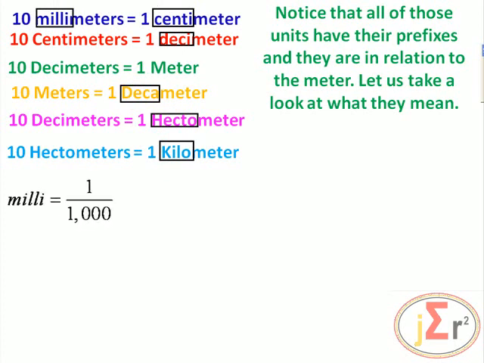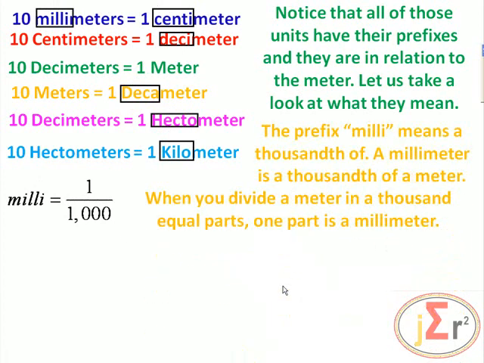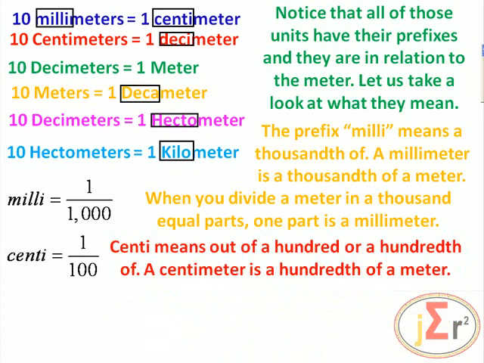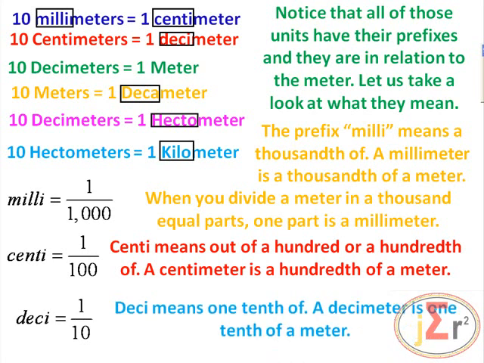Milli means what? 1 part out of a 1,000. The prefix milli means 1,000th of. A millimeter is 1,000th of a meter. When you divide a meter in 1,000 equal parts, 1 part is a millimeter. Centi means out of 100 or 100th of. A centimeter is 100th of a meter. Deci means 1/10 of. A decimeter is 1/10 of a meter.